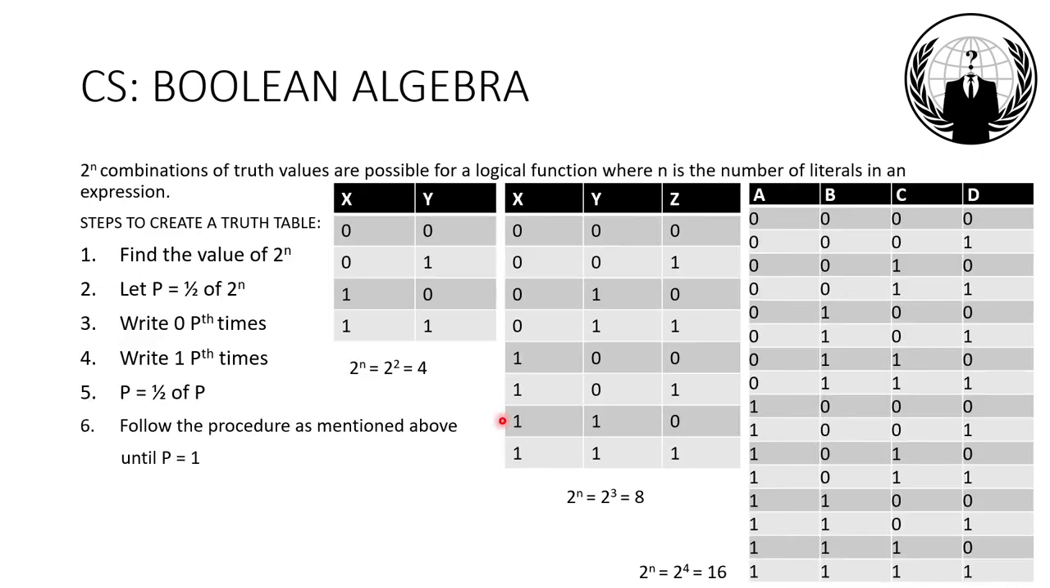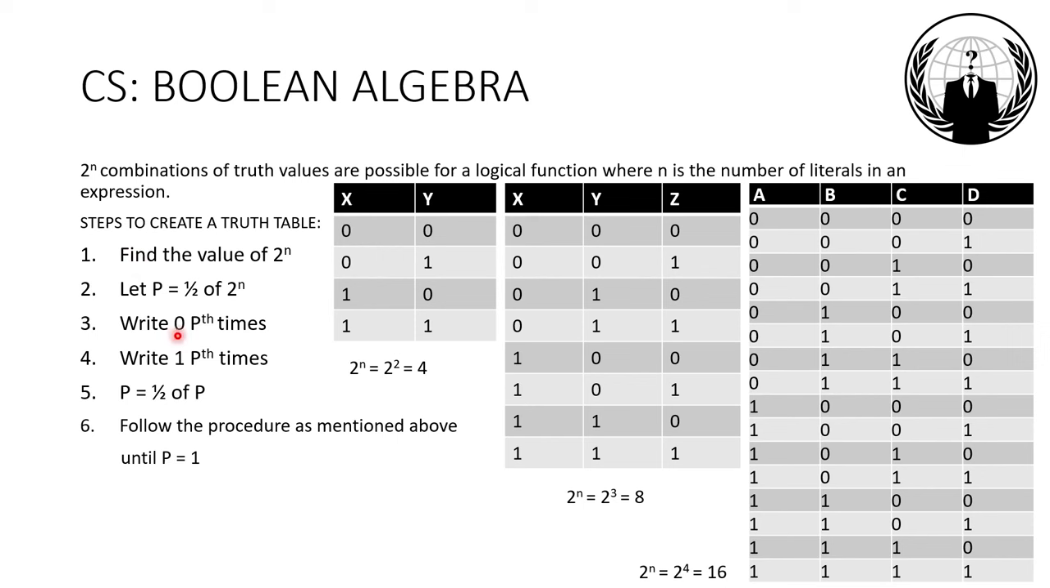Now here is a representation of the usage of the formula 2 raised to the power n to find the combinations of truth values which are possible for a logical function, where n is the number of literals in an expression. Now here in this case there are two literals x and y. Here three literals x, y and z, and here four literals a, b, c and d.